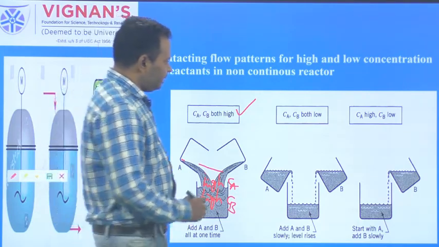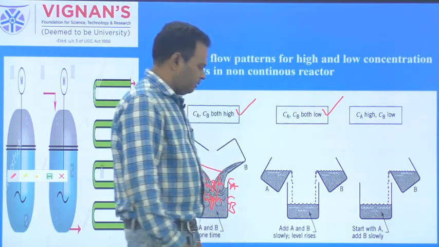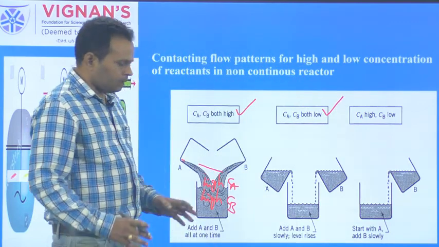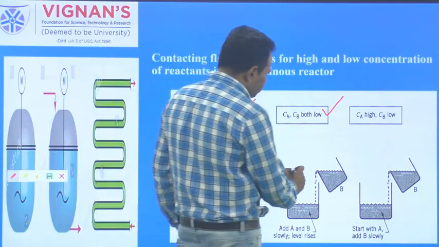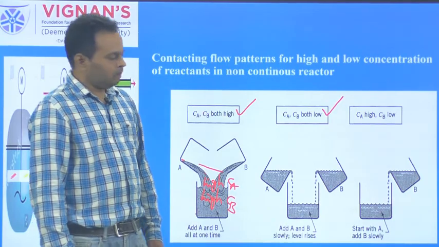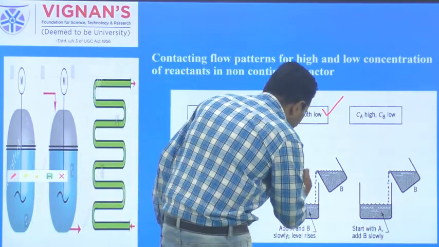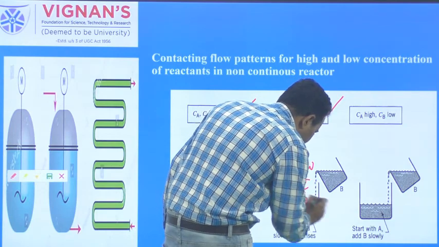And also to maintain both Ca and Cb low within the batch reactor, that is the non-continuous reactor, take one empty reactor. For that, add A and B slowly, so that we can maintain low Ca and low Cb. This is for maintaining low Ca and Cb within the batch reactor.